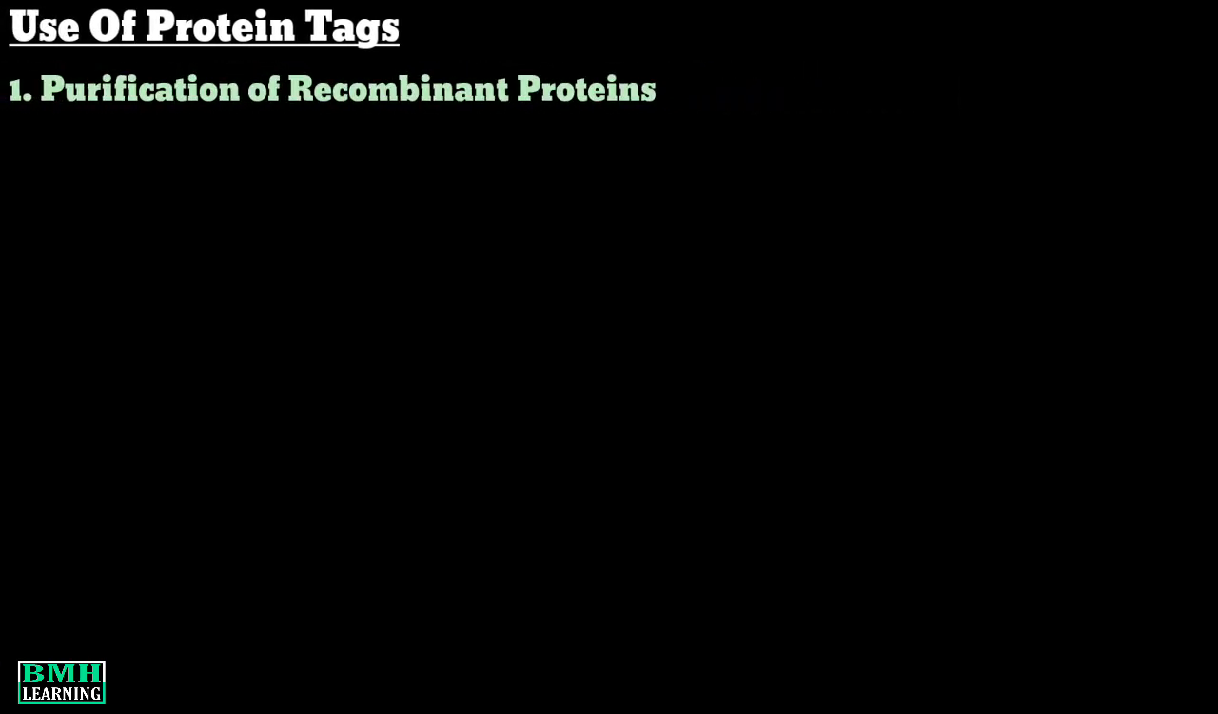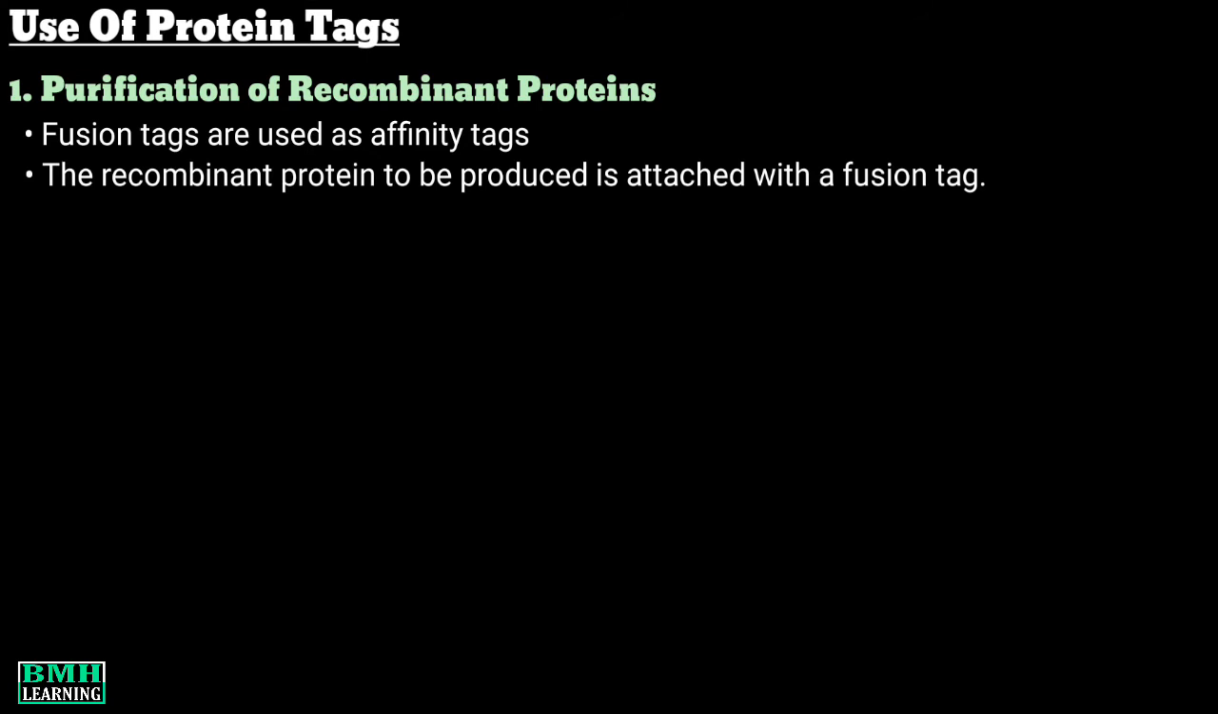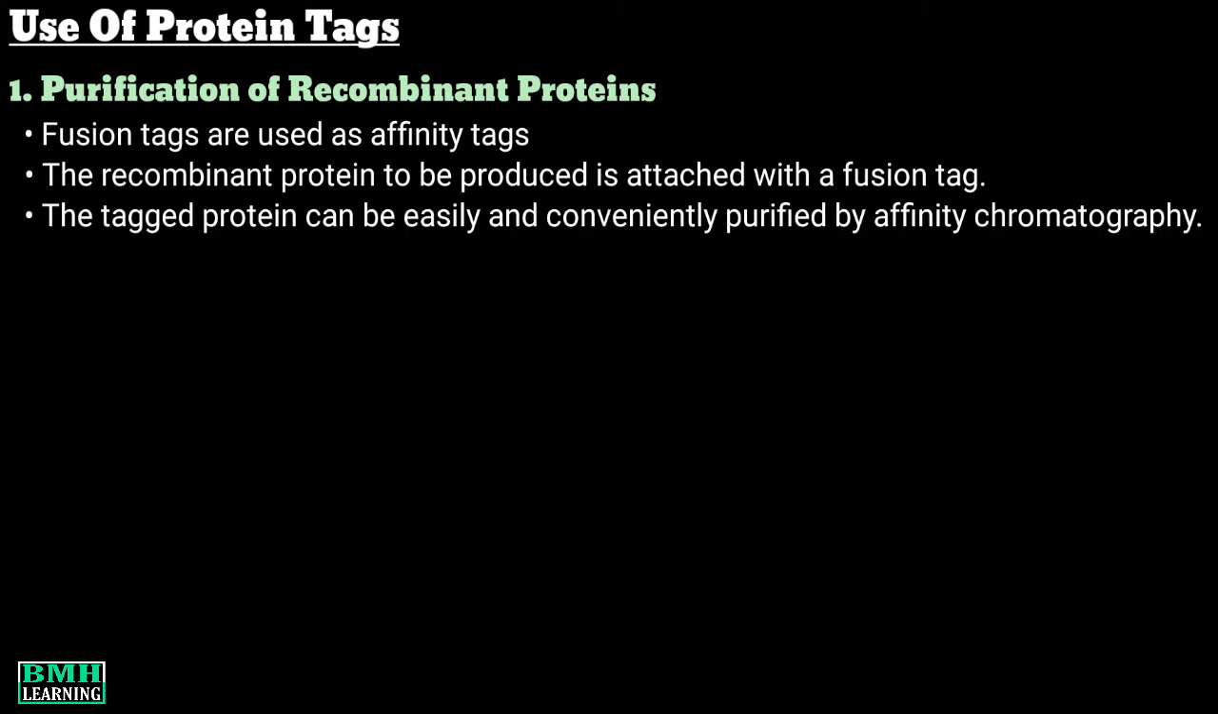The most important use of protein tag is purification of recombinant proteins. So fusion tags are used as affinity tags. That is, the recombinant protein to be produced is attached with a fusion tag. The tagged protein can be easily and conveniently purified by affinity chromatography. Now, there are a number of fusion tags which help in the purification of the recombinant protein.